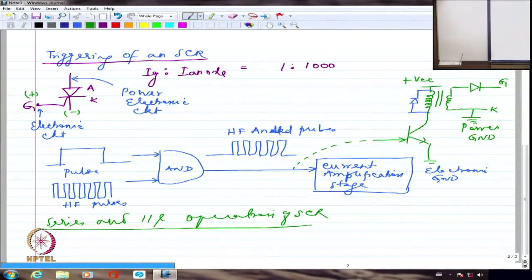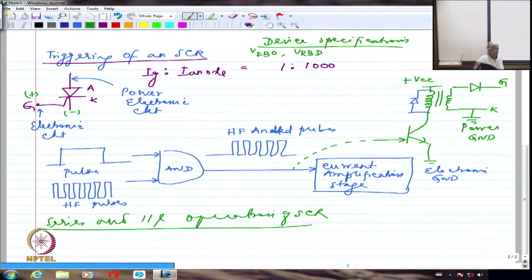See, basically it is not just the current alone. We say that the gate has to be forward biased. So the forward biasing voltage and the gate current, both will be specified for a device. In fact, if I look at the device specification, normally what they will give is the forward blocking voltage, how much voltage it can block in the forward condition. The second thing they will give is the reverse breakdown voltage. And even in the reverse breakdown voltage, there will be two different categories they will give: normal reverse breakdown voltage and repeated reverse breakdown voltage.